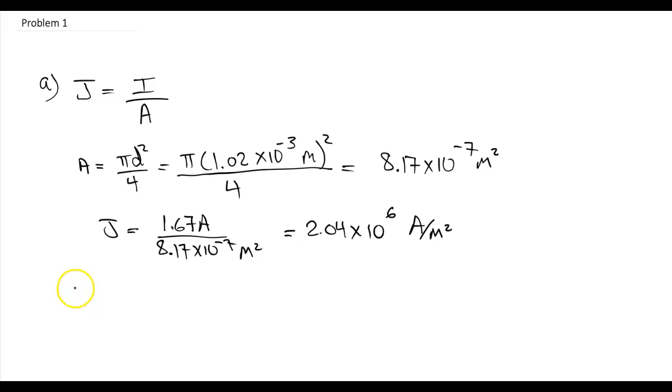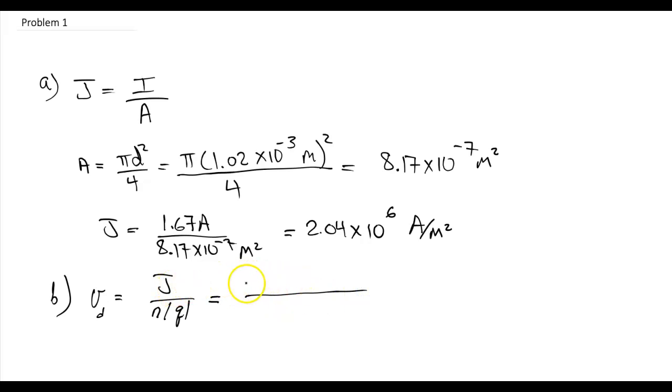For part B, we're asked to find what is known as a drift speed, and that's the speed that the electrons would have in order to generate the current. The drift speed is given by the current density over the number of electrons density times the absolute value of each one of those charges.